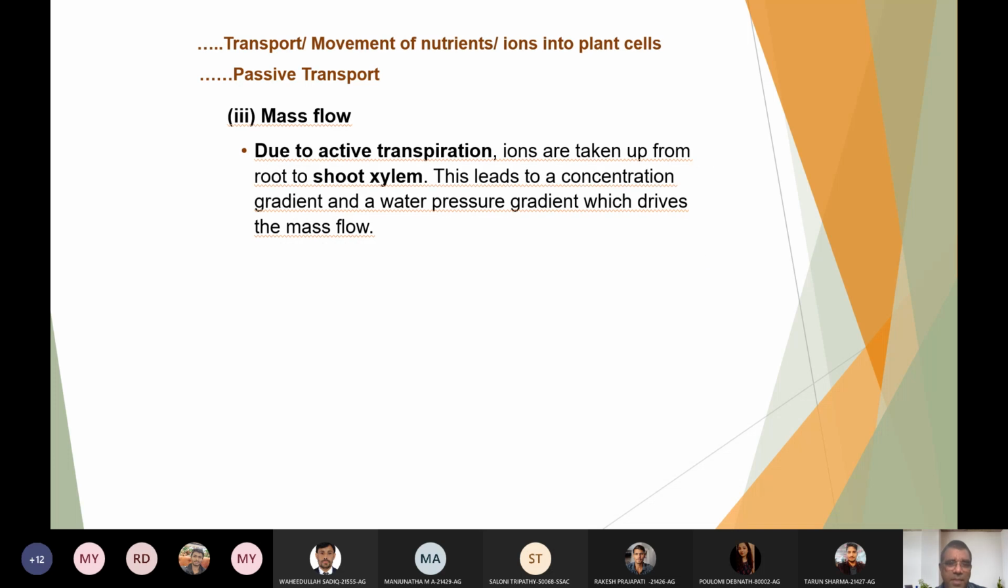Now mass flow. Through mass flow, the materials or ions can be transported through the cell membrane. So it is due to active transpiration. Ions are taken up from the root to the shoot system, the shoot xylem. This leads to a concentration gradient and a water pressure gradient, which drives the mass flow.